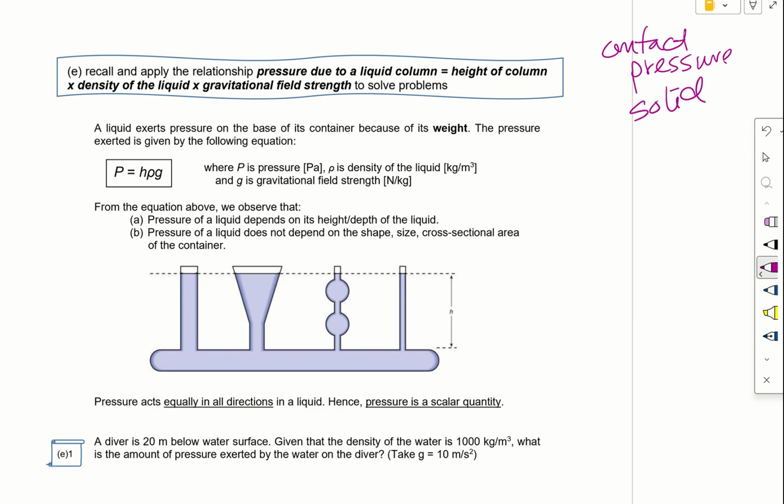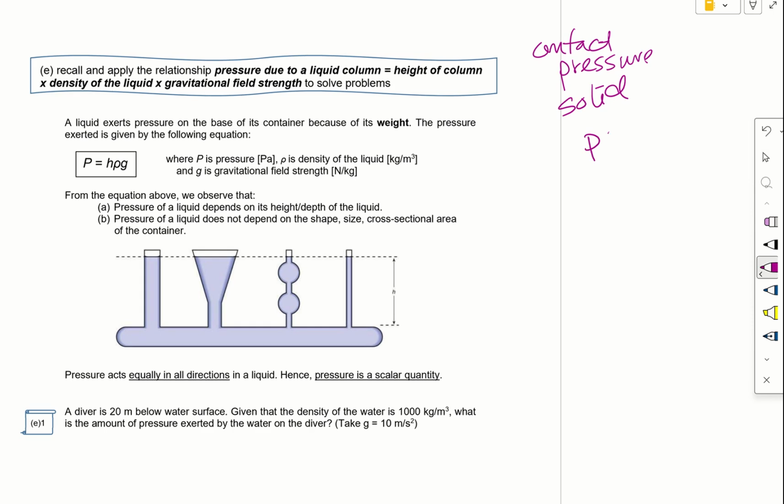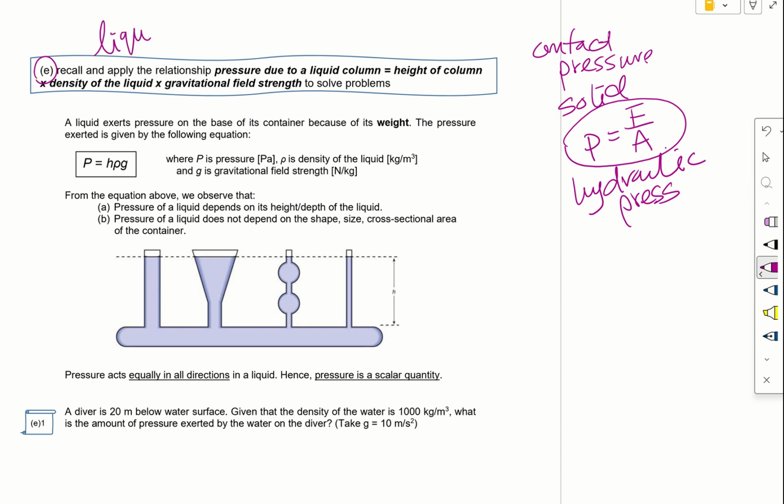So the formula that we have touched on is pressure equals force over area. Even though we have the hydraulic press, which uses liquid, it is still using the concept of contact pressure: pressure equals force over area. That is what I would like to think. For success criteria E, we are dealing with liquid pressure.